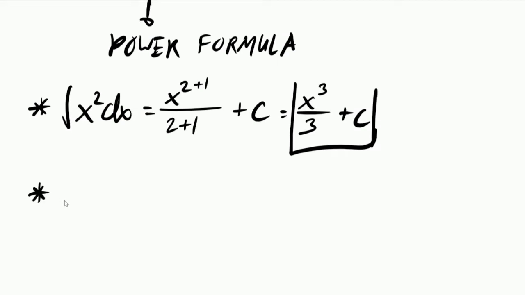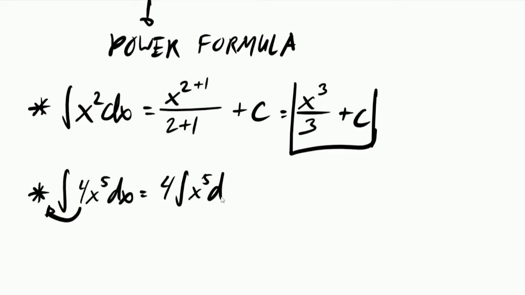Next example, we have 4x raised to 5 dx. Now as you can see, we have 4 here as a constant, and we're not going to be doing anything to the constant, so we bring out the constant. We have 4 integral of x raised to 5 dx. As you can see, it makes things easier to understand. So we copy 4 and multiply the integral of x raised to 5, that is x raised to 5 plus 1, that is x raised to 6 over 6 plus the constant of integration.